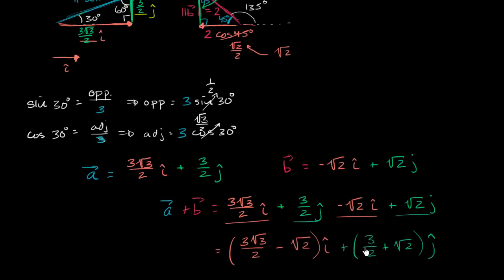So it looks a little bit complicated, but we could type it into our calculator and get approximations of each of these two values, and we essentially have A plus B broken down into its components representation. In the next video, we're now going to take this and figure out the actual magnitude and direction of A plus B.